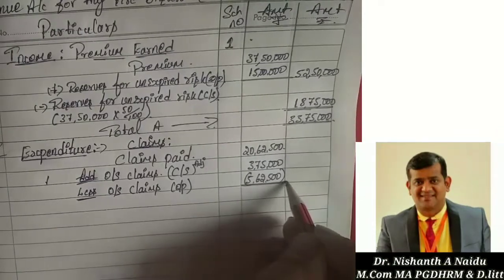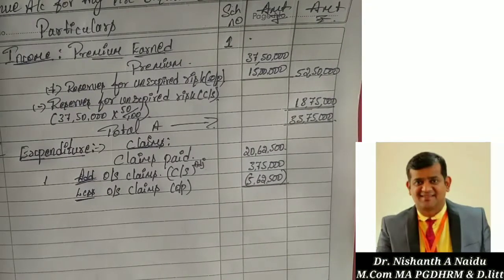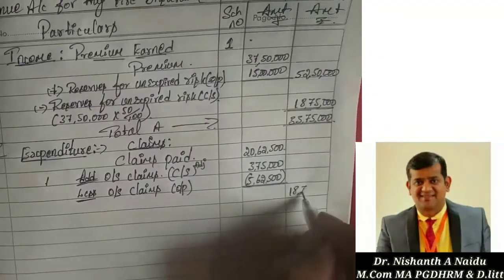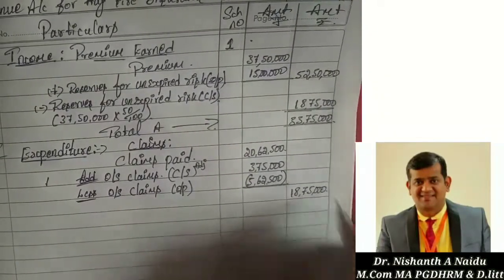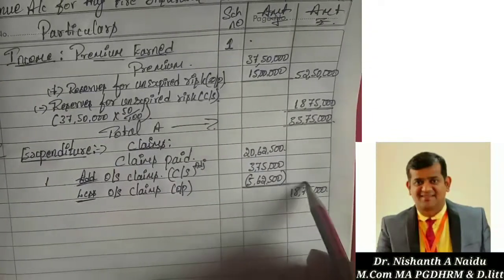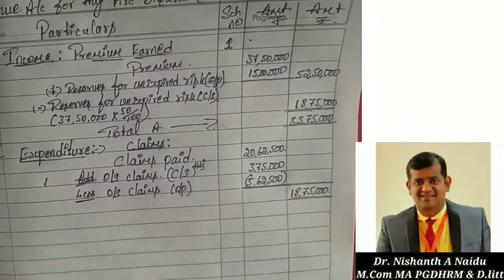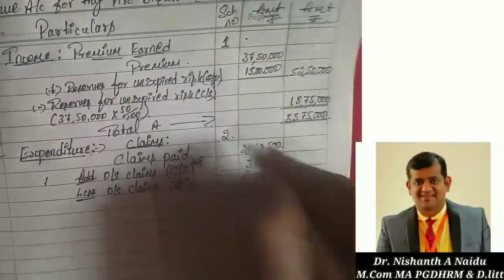Closing this and writing the total in the next line. So that is going to be total of schedule number 2. 20,62,500 plus 3,75,000 minus 5,62,500. That comes to 18,75,000. So this is going to be a total of 2. Claims is schedule number 2.